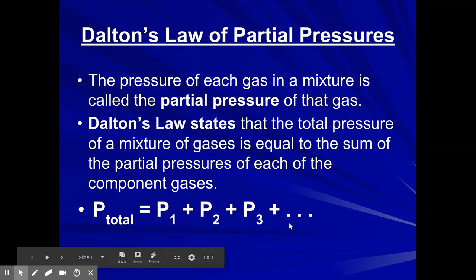Here's the equation. The reason you have the equation with the dot, dot, dot is that however many gases you have in the mixture, you would just keep adding P4, P5, P6, and so forth. Total pressure is equal to the sum of all of the individual partial pressures.